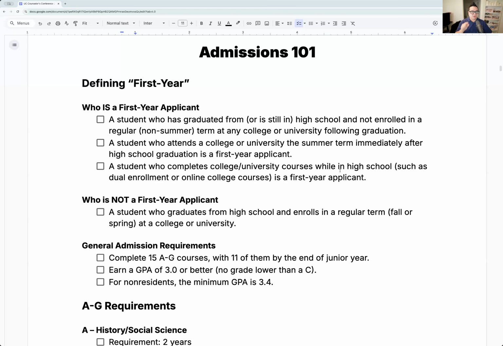You are also first year students, right? So even if you get your AA degree, by the time you graduate, you're still a first year student. To be a transfer student, you have to graduate from high school, take college classes, then you're a transfer student. So if you haven't gotten your high school diploma yet, you're a first year applicant. That's kind of the easiest way to think about it, right?